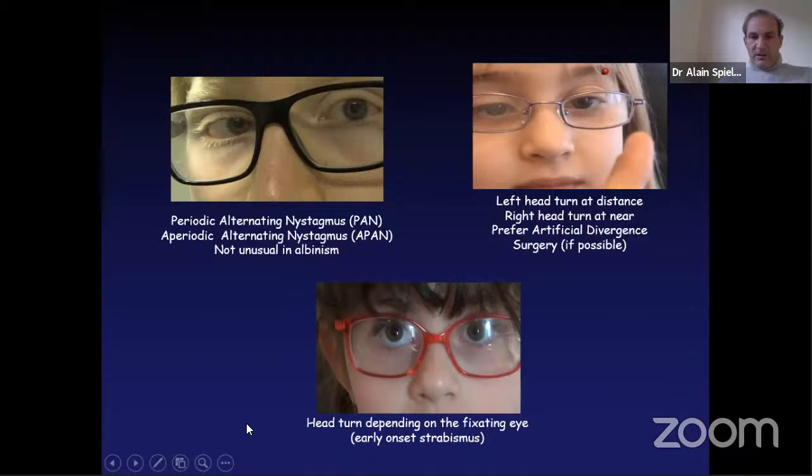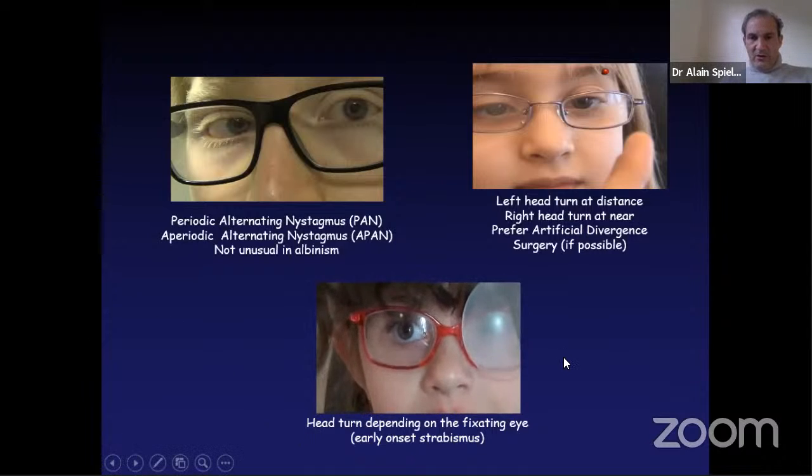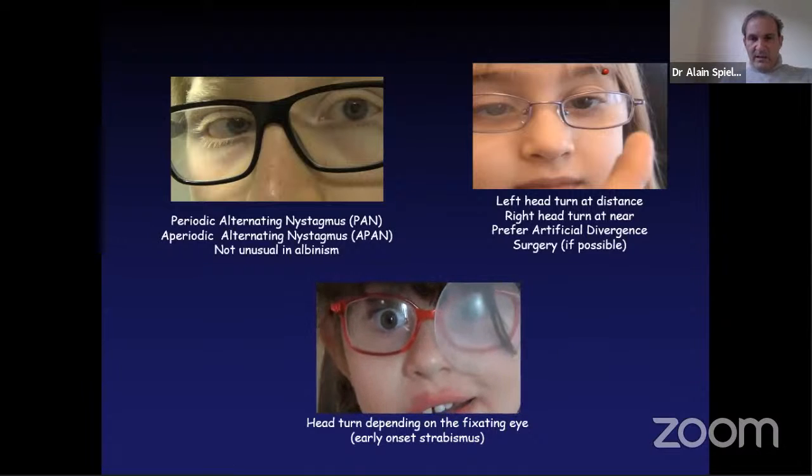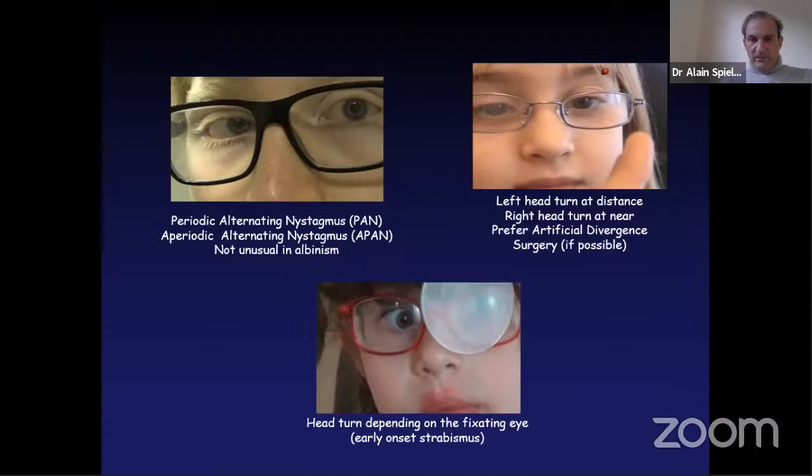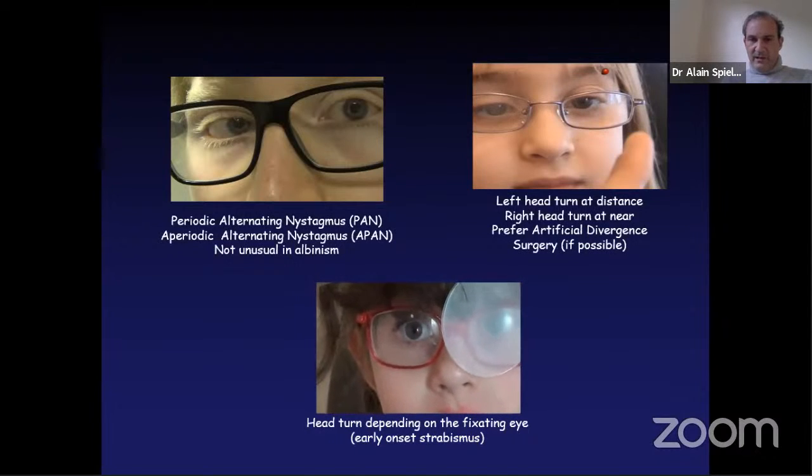early strabismus with nystagmus and head turn depending on the fixating eye. You can have association of infantile nystagmus syndrome and fusion maldevelopment nystagmus syndrome. In the last video, you can see this girl with latent nystagmus which became permanent after occlusion. This is a manifest latent nystagmus.